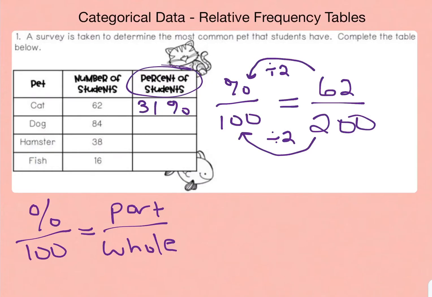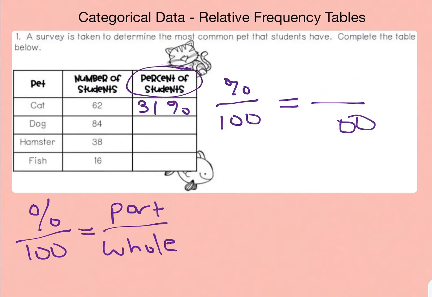Now we're going to go ahead and do this for the other ones as well. Now, some things will stay the same, our percent, our whole. The part is the only thing that will change. So our next part is 84 for dogs. What percent of the students said that they have a dog as their pet? This would be 42%. Again, you could take this and you could divide by 2. You could use that strategy.